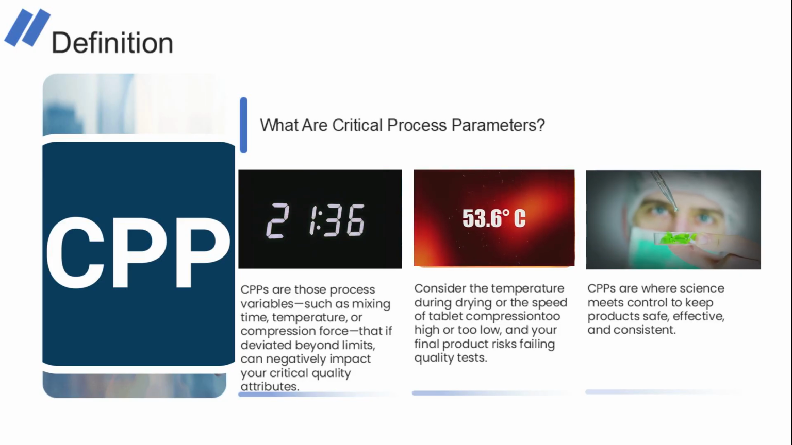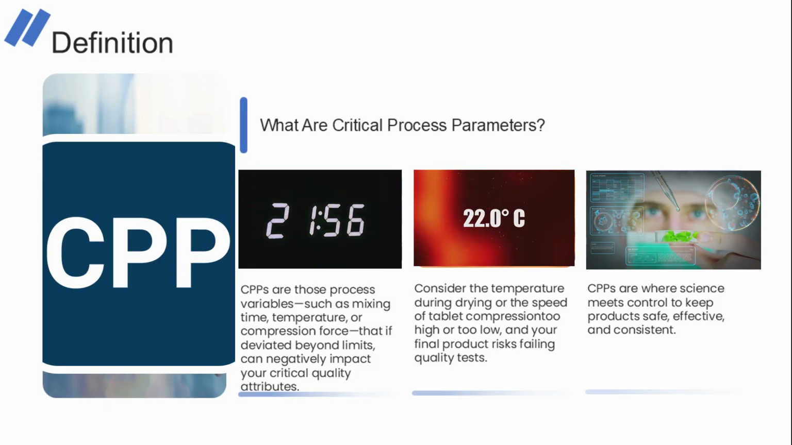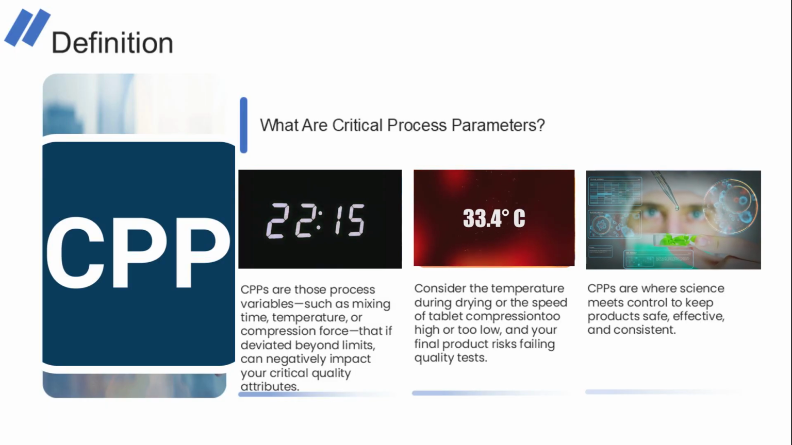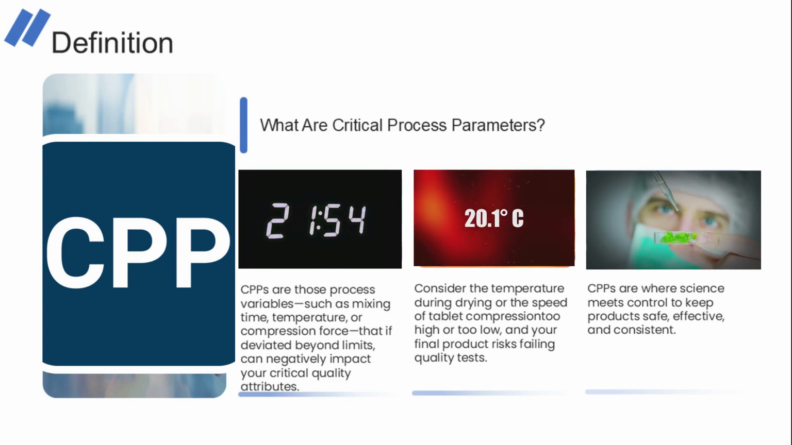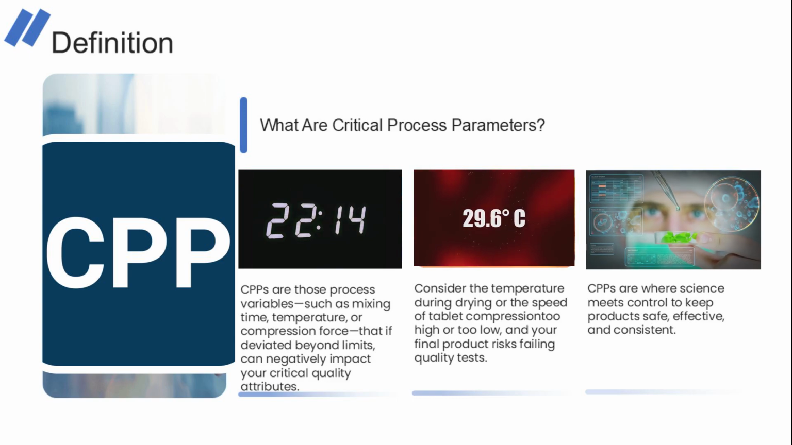If these parameters fall outside their defined limits, the product's quality can be compromised. For instance, the temperature during drying or the speed of tablet compression must be carefully controlled. Too high or too low, and the product could fail essential quality tests, affecting potency, hardness, or dissolution. CPPs represent the point where science meets control, enabling manufacturers to consistently produce products that are safe, effective, and reliable, batch after batch. By mastering CPPs, companies not only ensure compliance but also protect patients and optimize efficiency throughout the manufacturing process.